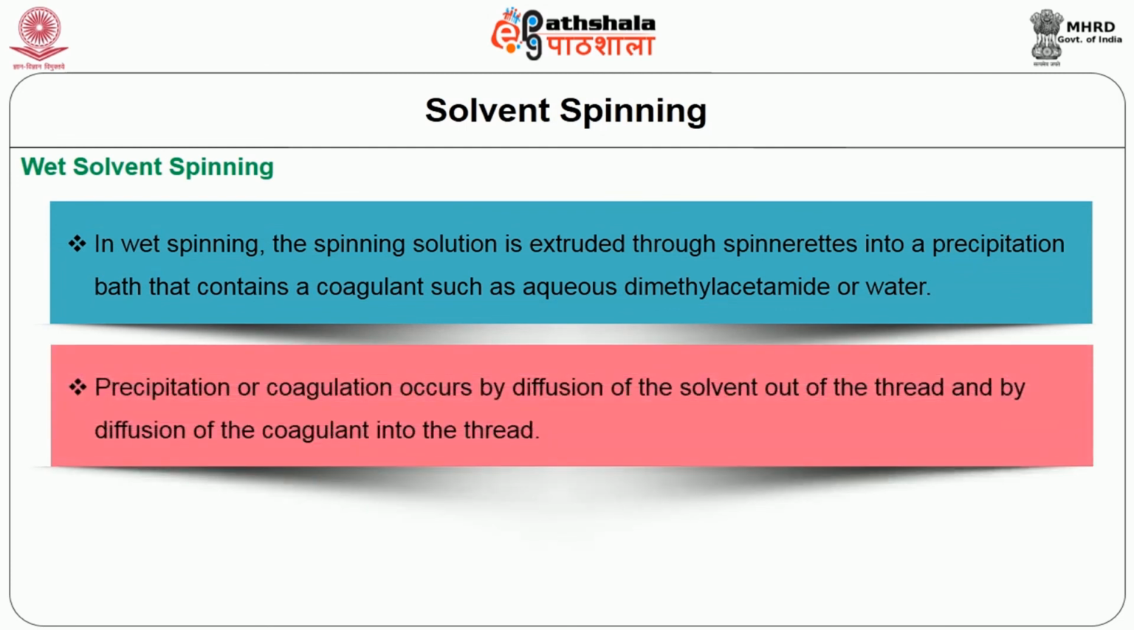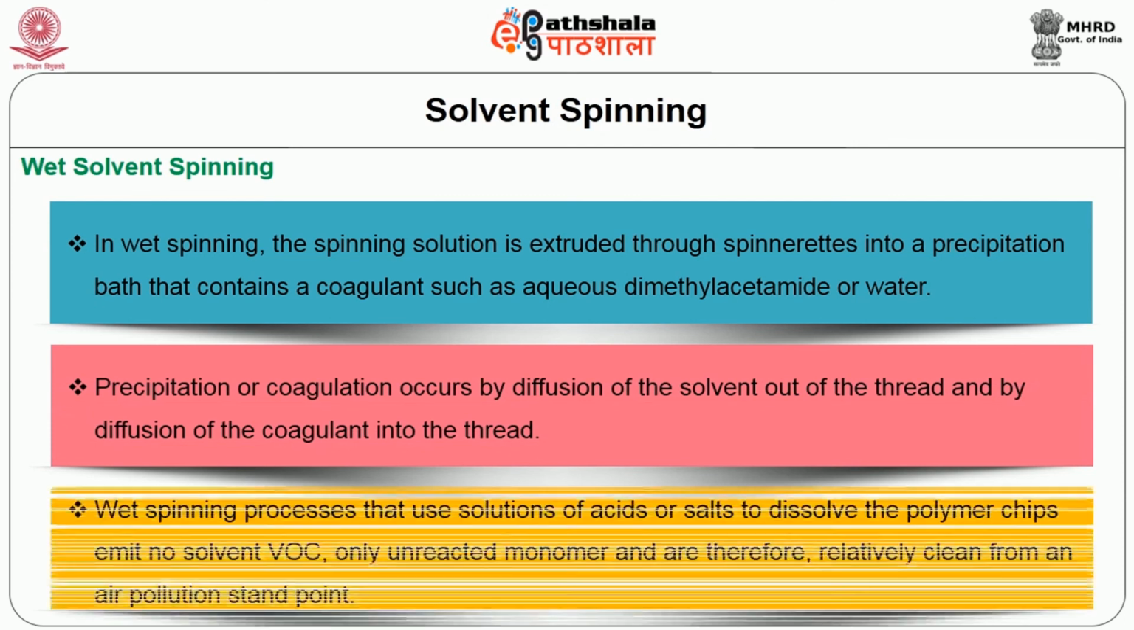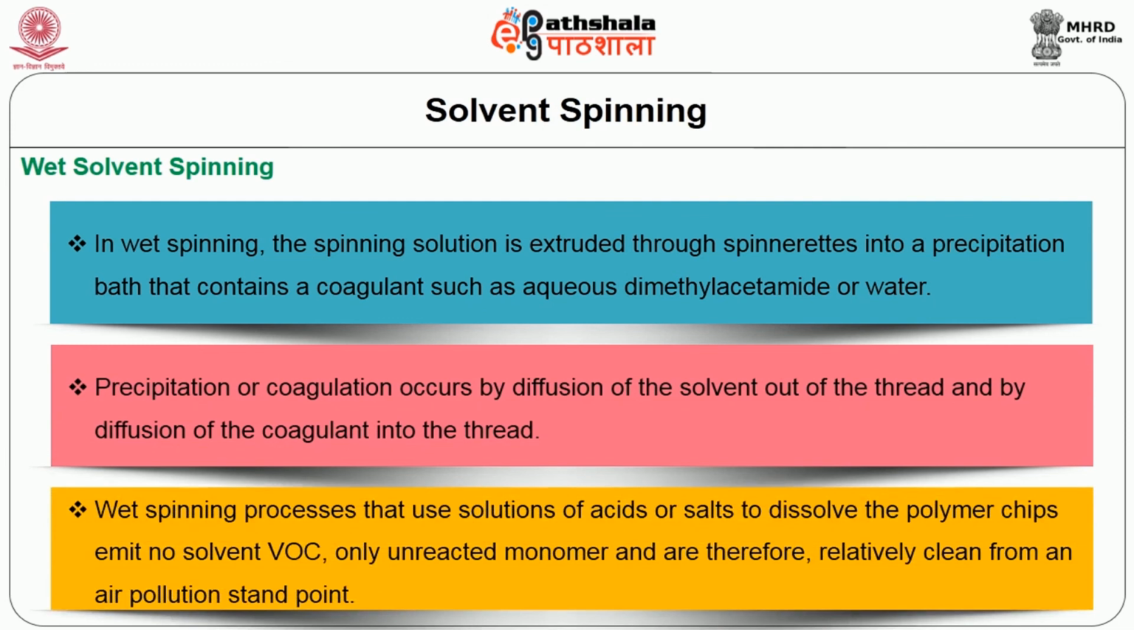Precipitation or coagulation occurs by diffusion of the solvent out of the thread and by diffusion of the coagulant into the thread. Wet spinning processes that use solutions of acids or salts to dissolve the polymer chip emit no solvent, only unreacted monomer, and are therefore relatively clean from an air pollution standpoint.